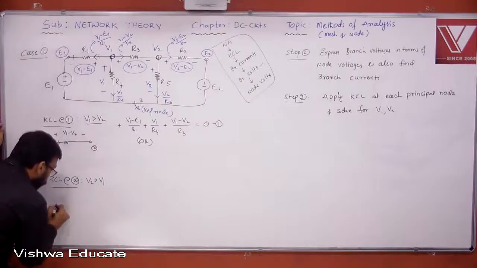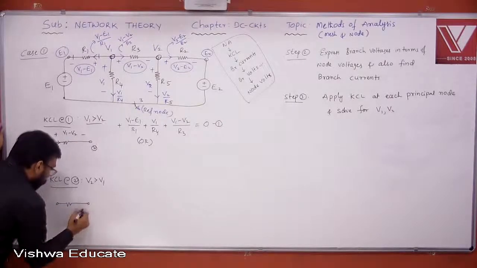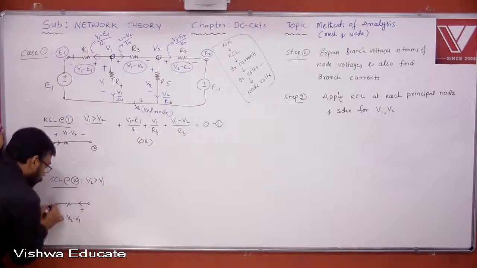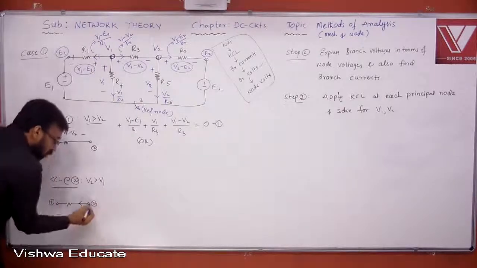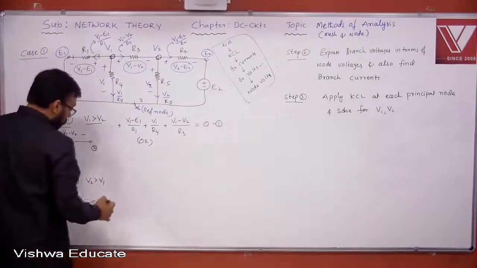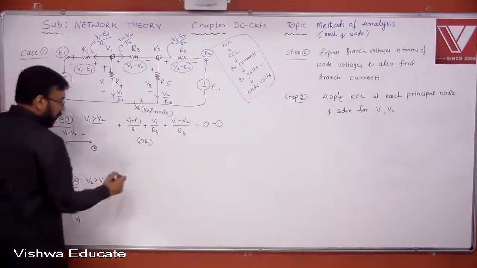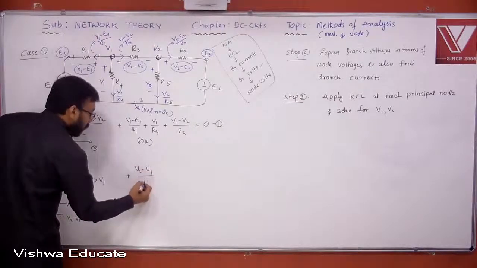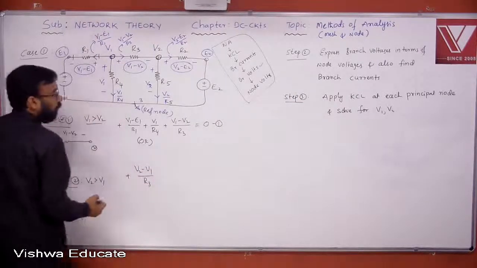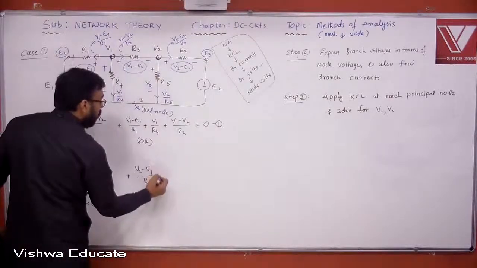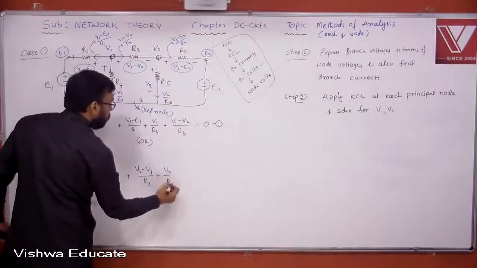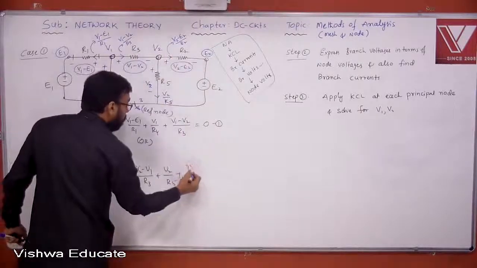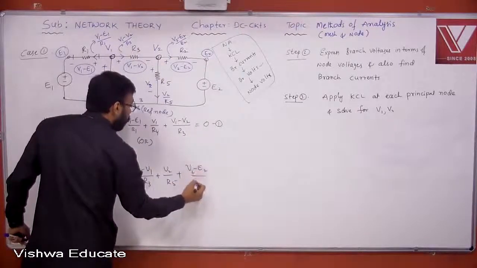If you assume plus minus V2 minus V1, then current will flow like this. This is node 1, this is node 2. So, as far as node 2 is concerned, current is leaving, but you must take V2 minus V1. Therefore, plus V2 minus V1 by R3, then V2 by R5, plus V2 minus E2 by R2.